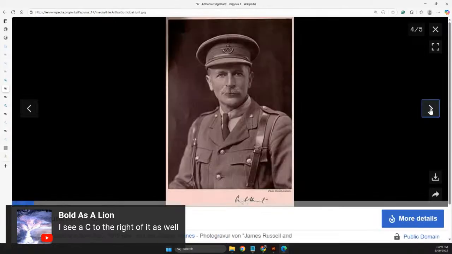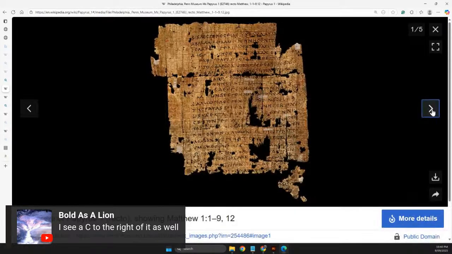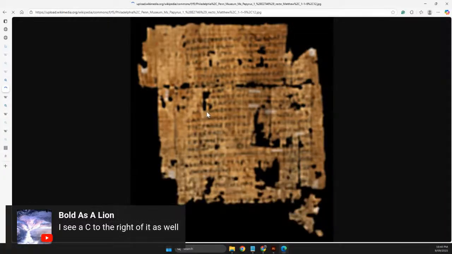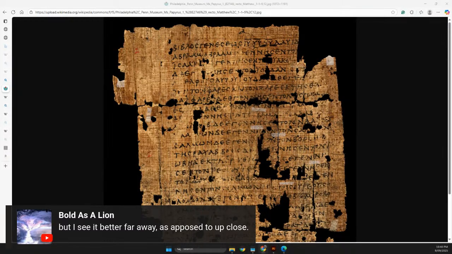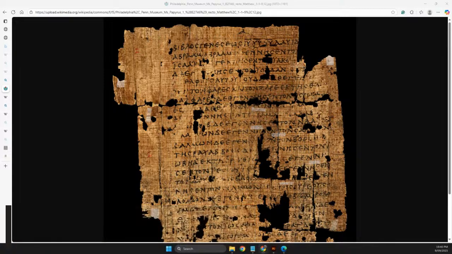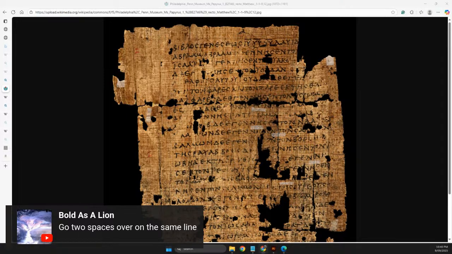So they're the guys who found it. So yeah, I can see it there. Interesting. Zooming in. But so anyway, I'll go through some of these comments. Boulder's Line says, but I see it better far away as opposed to close up. Go 2 spaces over the same line.